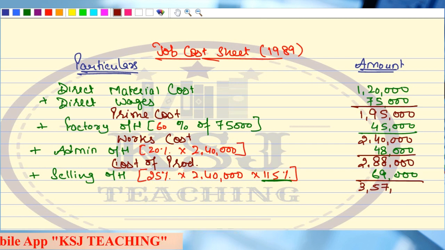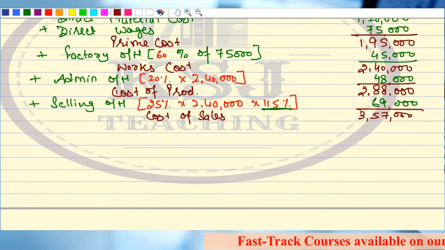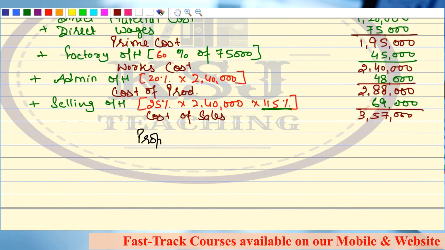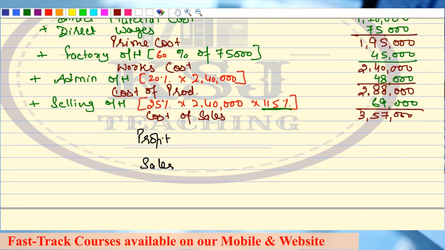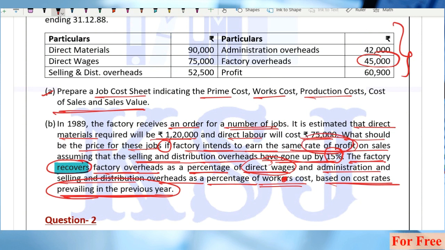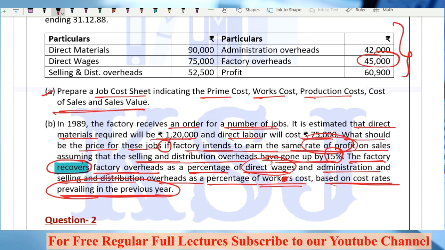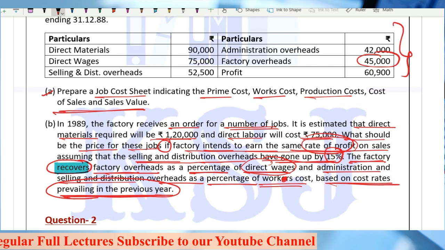This is 3,57,000. This is my cost of sales. Right? Now, coming to the profit part and the sales part. Read the question carefully again. He says, what should be the price if the factory intends to earn the same rate of profit? Sir, what does it mean by the same rate of profit? It means that the rate of profit which the company earned in the previous year, the company wants to earn the same rate of profit.